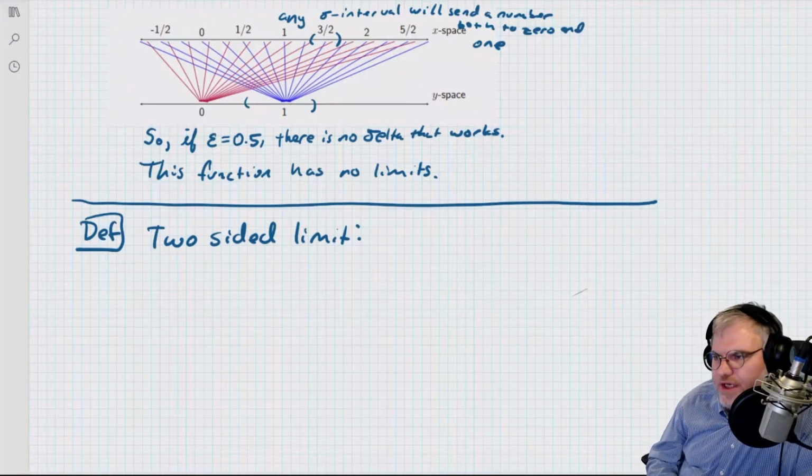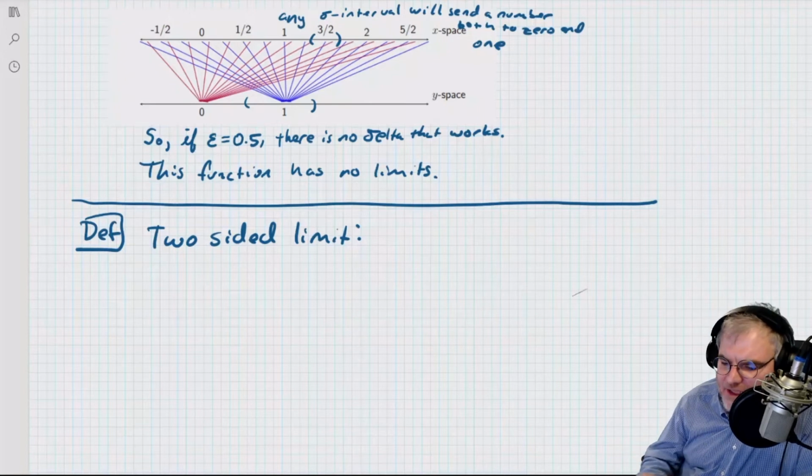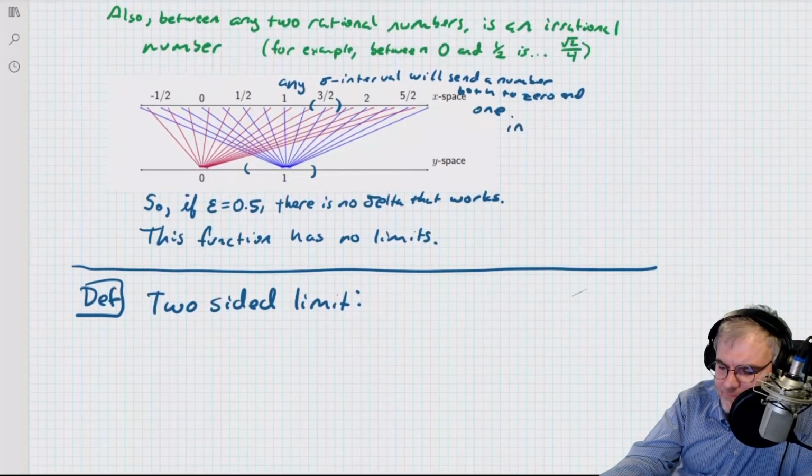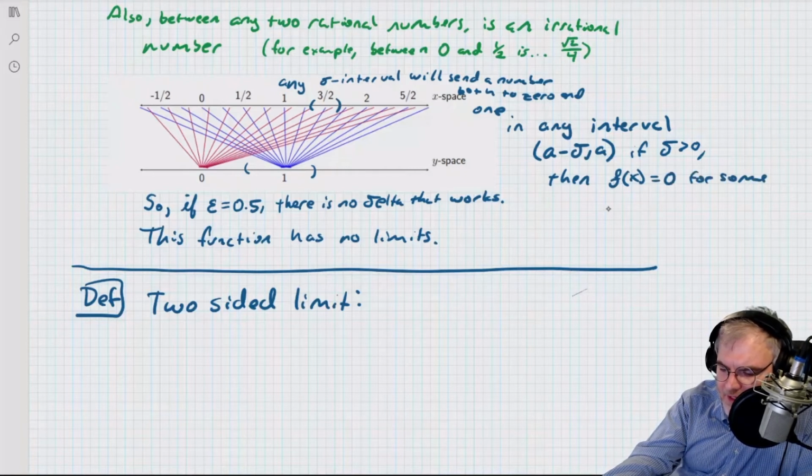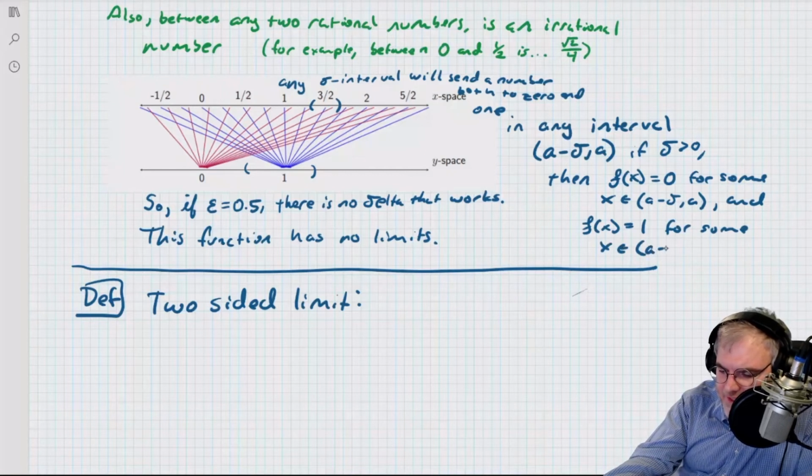Delta could be either rational or irrational. It doesn't matter. The point is that in any interval, I don't care what delta is, if delta is greater than 0, then f of x equals 0 for some x in (a minus delta, a), and f of x equals 1 for some x in (a minus delta, a).